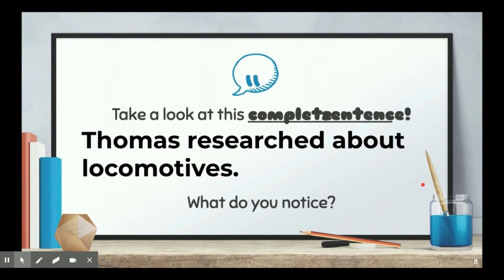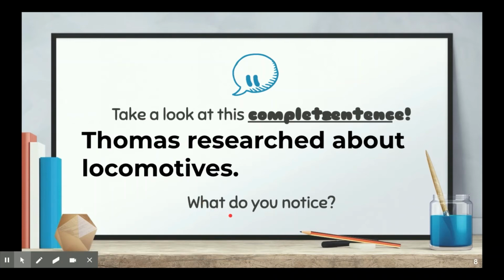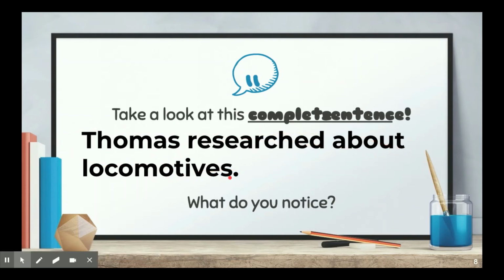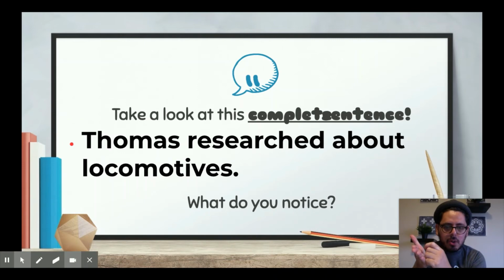So let's take a look at this complete sentence. Oh, what an ugly handwriting, my bad. Thomas researched about locomotives. Okay, we're going to take a pause here, and I want you to think about what you notice. It doesn't matter how simple it is. Think about all of the things you notice in this sentence. Everything you can think about, okay? I'm going to pause the video here, and jot down everything you can find about this sentence in your journal. Pause the video, and when you're done, come back. I'm going to stay like this, so whenever you play the video, I'm like this again.